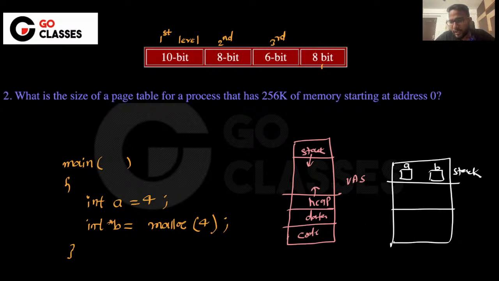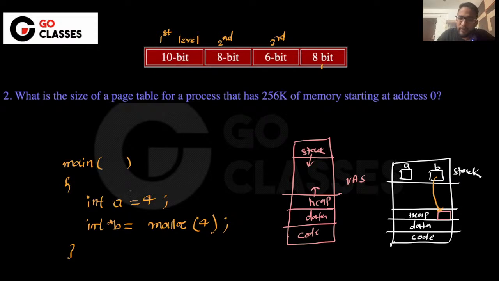Then from the heap you are allocating the 4 bytes. This is the heap, and b is pointing to those 4 bytes, which are somewhere here, allocated from the heap. Then there will be a data section. I don't think the data will have any significant bytes here. Similarly, the code will also be very small. So what do you think is the total size this process is going to take?